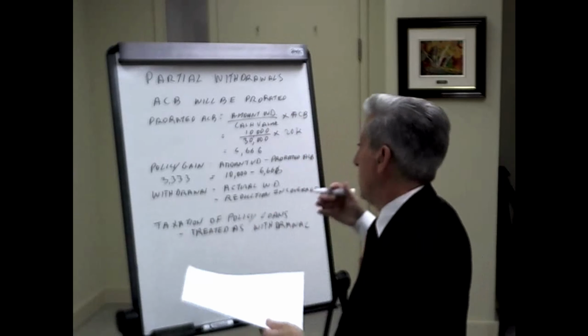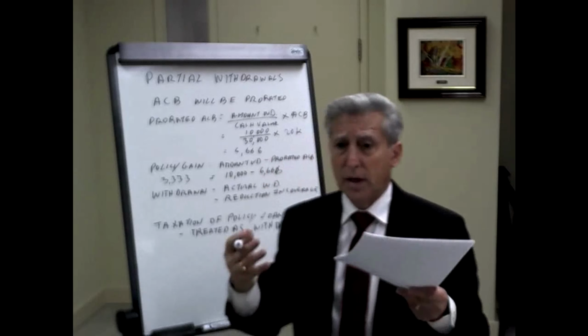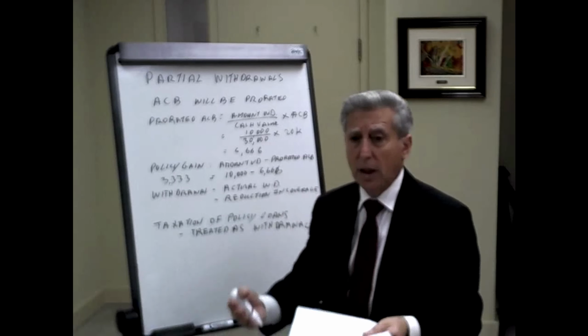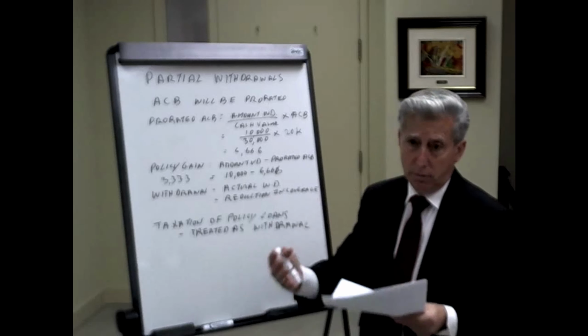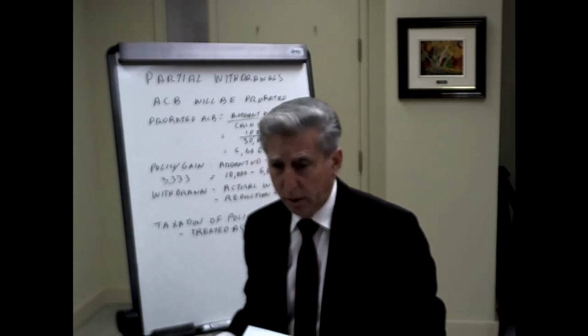So the moral of the story, basically, at the end of the day, is that there are two ways that you can have a partial withdrawal. That is an actual withdrawal itself, okay, where you're taking the money out, and a reduction in the coverage will also give you a prorated ACB.